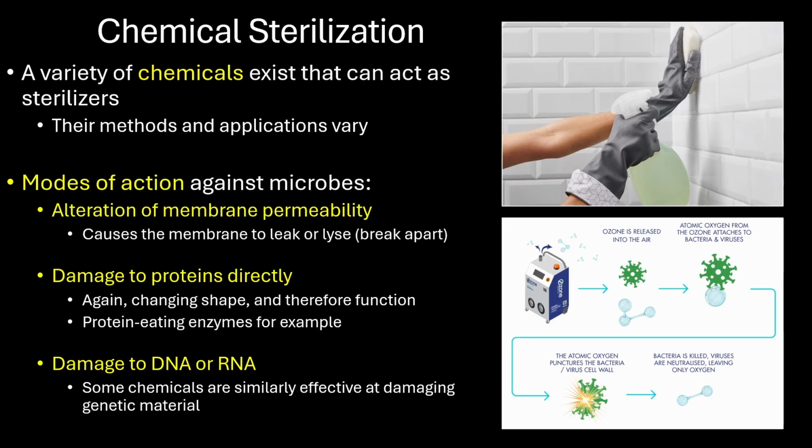Other modes of action might involve damaging proteins directly. Again, protein function is determined by protein shape, and so we can interfere with that shape to affect their function. We can also use the same approach that we used for ionizing and non-ionizing radiation, where we attack the DNA and the RNA in some way, where we can alter the organism's ability to reproduce or to access their genetic material and make proteins from their DNA.